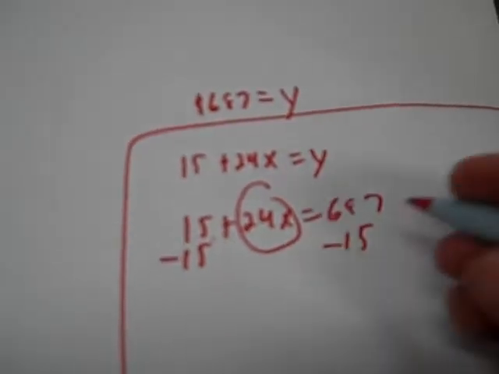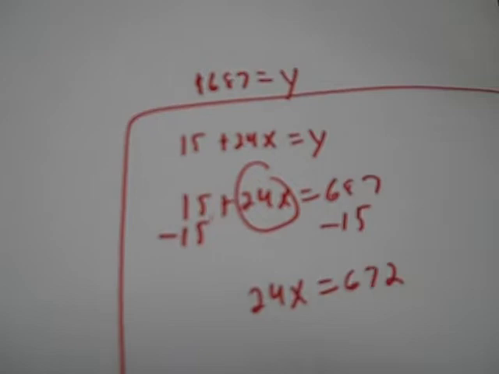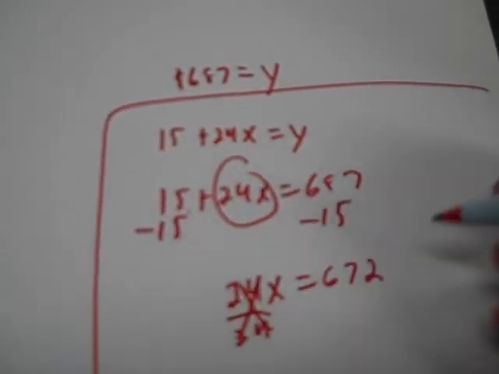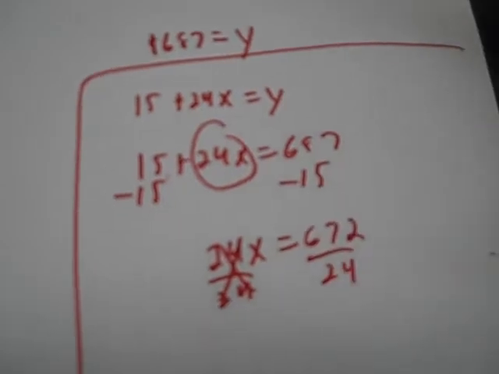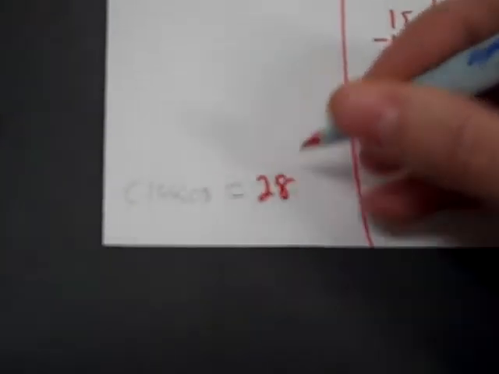687 minus 15 is 672. Then 24 times x is 672, so I divide by 24. And 672 divided by 24 is 28. So x equals 28 classes.